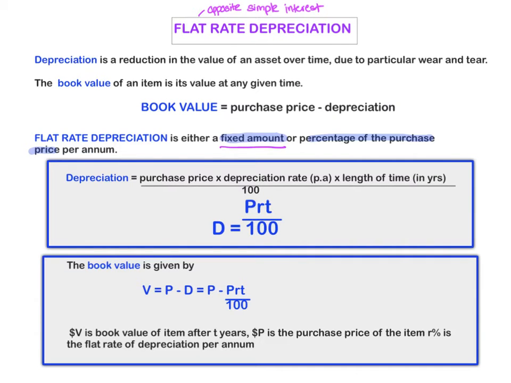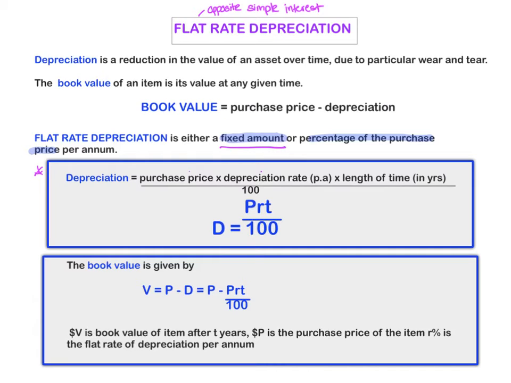Okay, so we're either told the amount that it drops by, or we're told it's a percentage of its original price. When I said before it was 10%, we worked out what 10% of the original $1,000 was. So here we've got a couple of formulas to work out. If we're trying to work out the depreciation, that's how much it's dropped by, we do the purchase price times the depreciation rate.